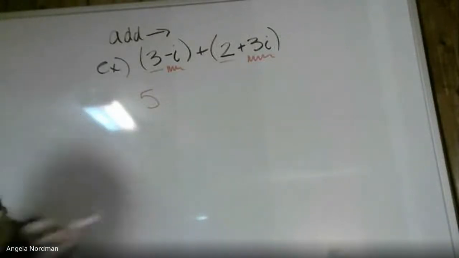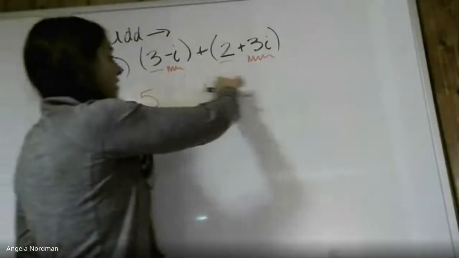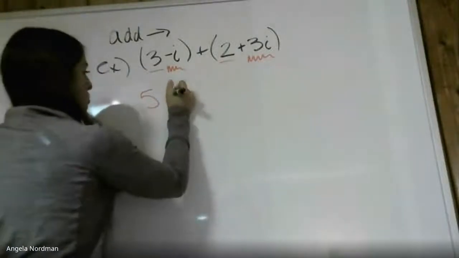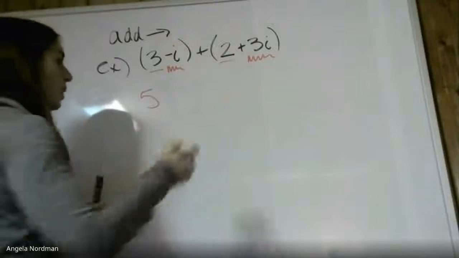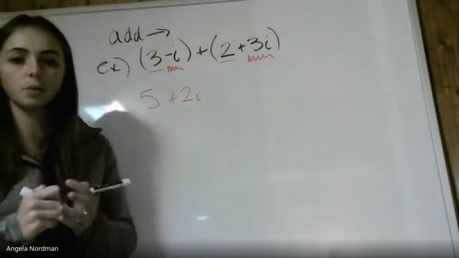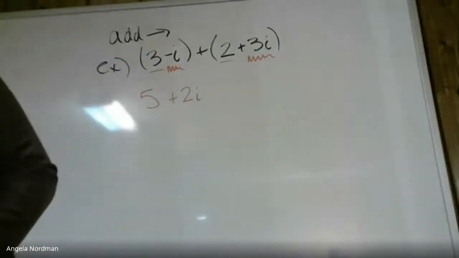Then after that, we have like terms that have the imaginary number i. When we're adding these two together, we have a negative i and then positive 3i. So this would just add to positive 2i. Again, you're just adding those like you would any other kind of variable that you ever come across.